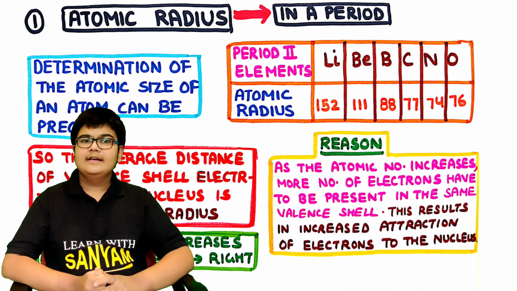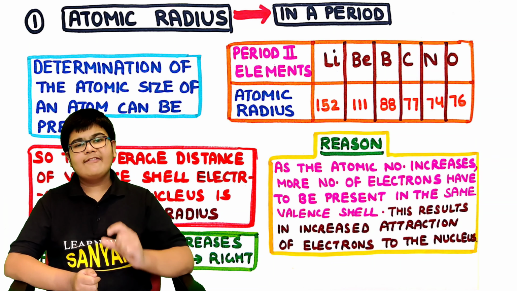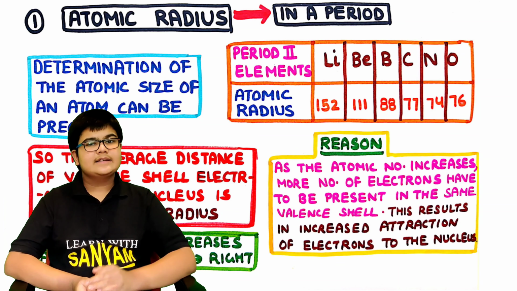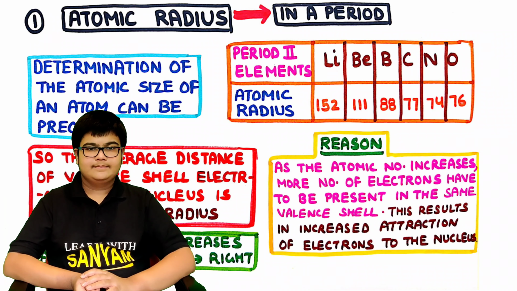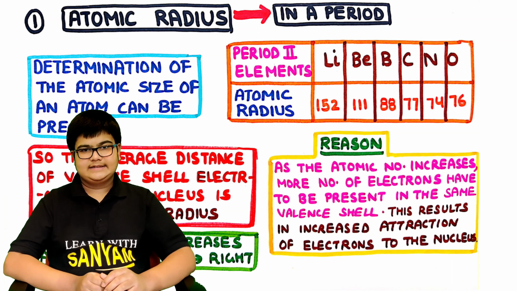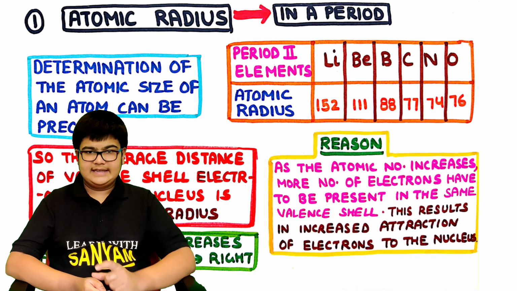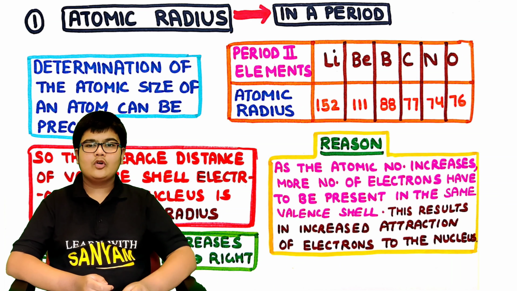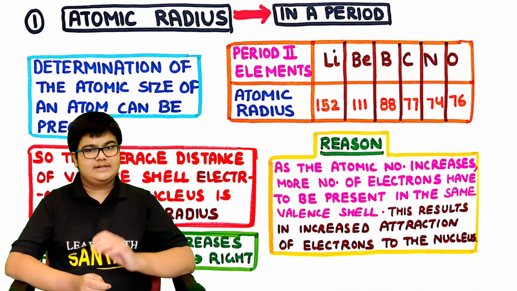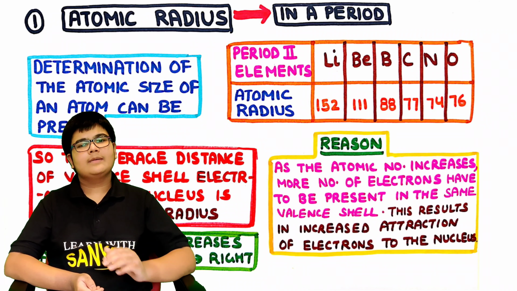In a period, the atomic radius decreases as we move from left to right. Let's understand this with the help of an example. Let's take the example of a few period 2 elements. The first period 2 element is lithium, then we have beryllium, then boron, then carbon, then nitrogen, and then oxygen. After that there are also a few elements which we shall not be mentioning.